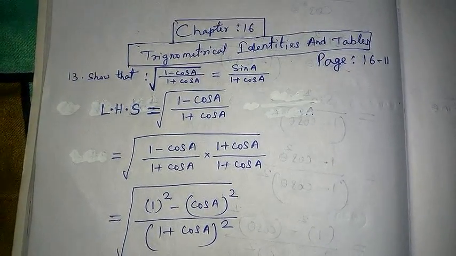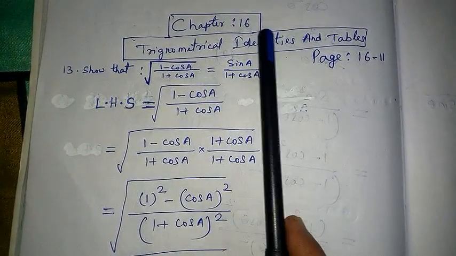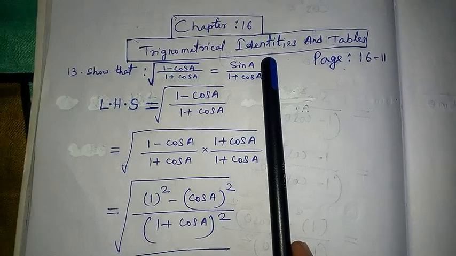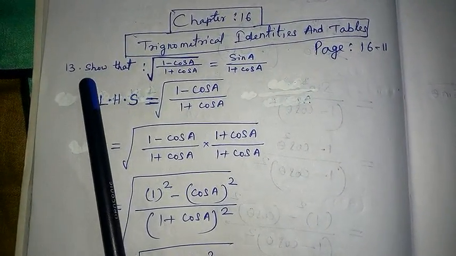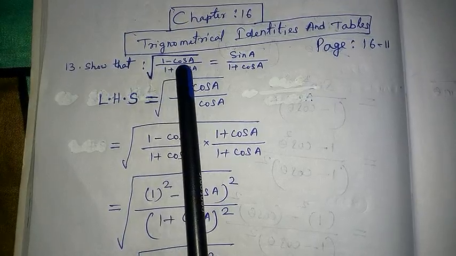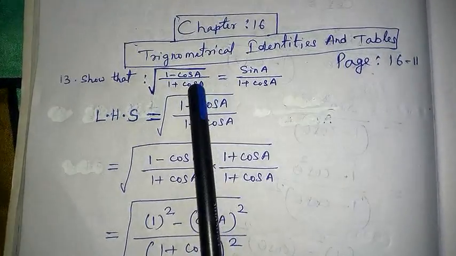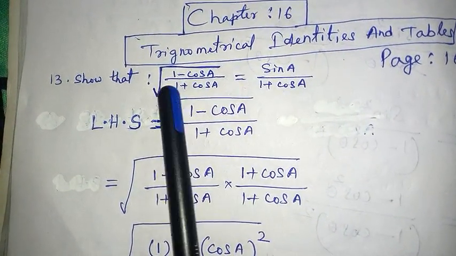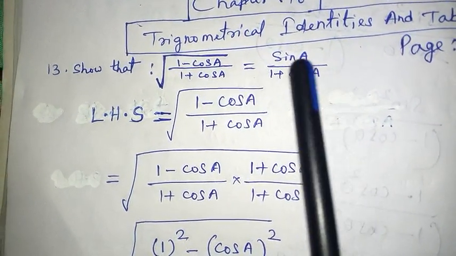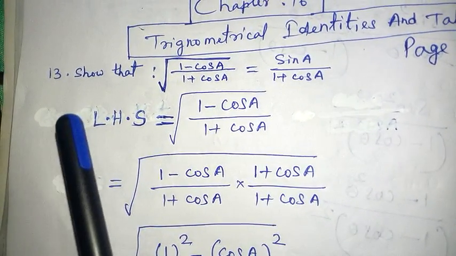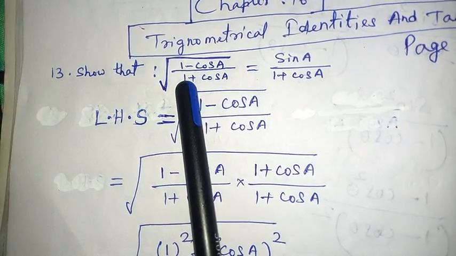Class 10 children, today again we will learn chapter 16, trigonometrical identities and tables, page 1611, question number 13. Show that root over (1 minus cos A) by (1 plus cos A) is equal to sin A by (1 plus cos A). As you all know, we have to prove LHS is equal to RHS.